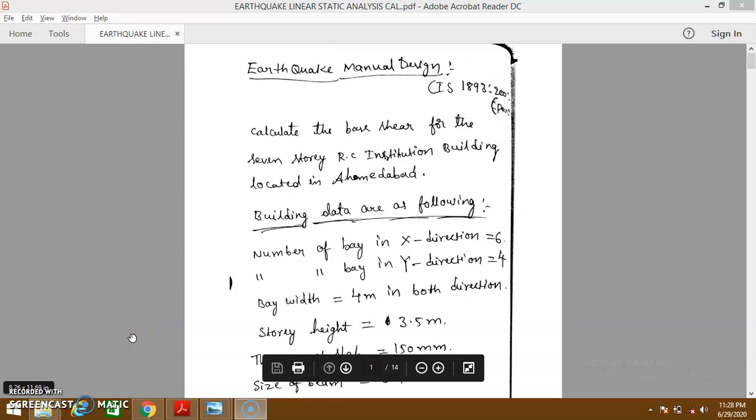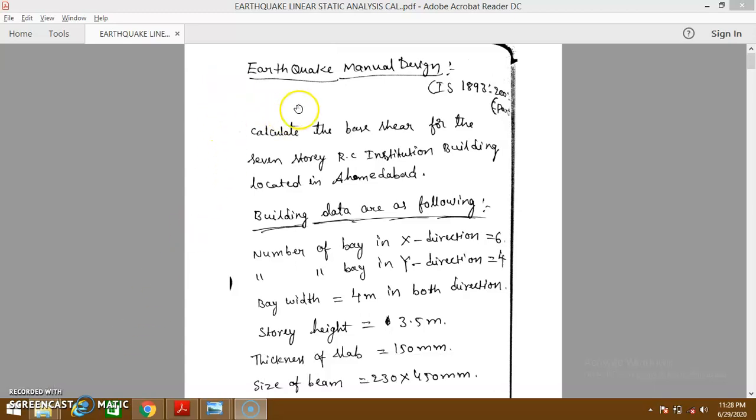Hi all, in this video I am going to explain the topic earthquake manual design. We already know we have two types of analysis: one is static analysis, another one is dynamic analysis. This analysis is based on classification based on force. We already know, in this earthquake static analysis, the equivalent static method is commonly used for earthquake design.